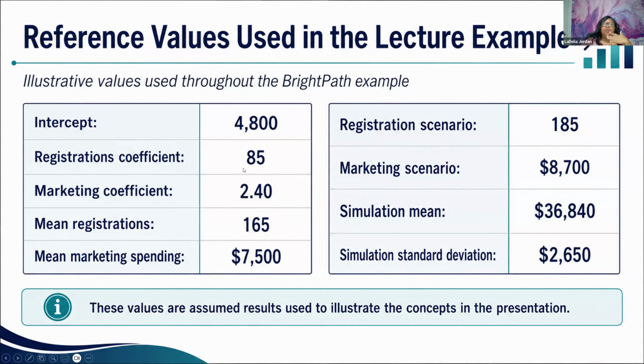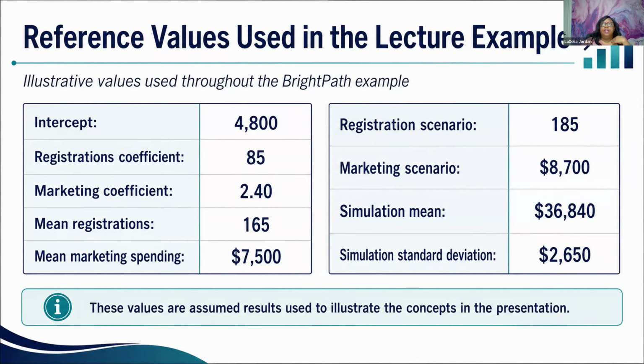Those three values are going to be used to create our prediction equation for monthly revenue. And then we have the mean registrations. The value is 165 and mean marketing spending is 7,500. Those values represent the typical input values, and we will use those values to calculate the baseline prediction.